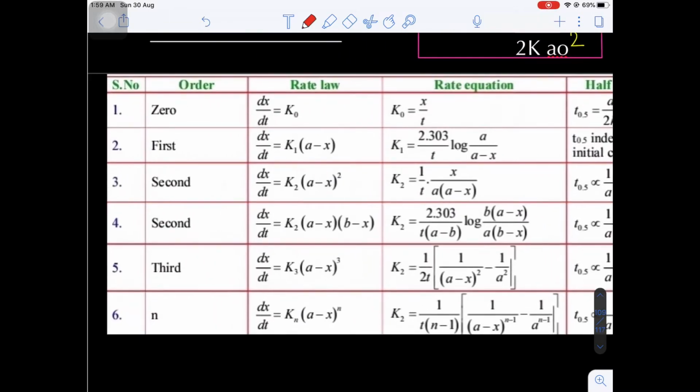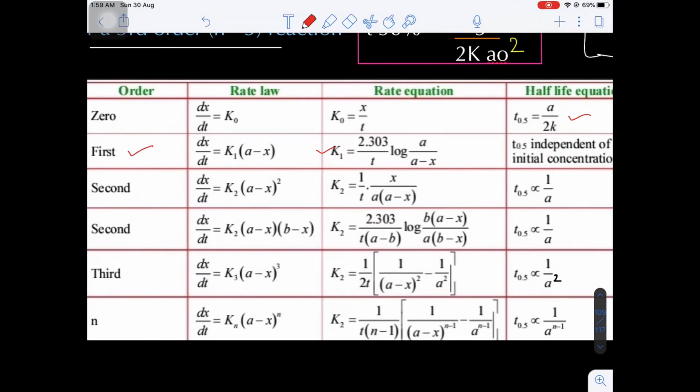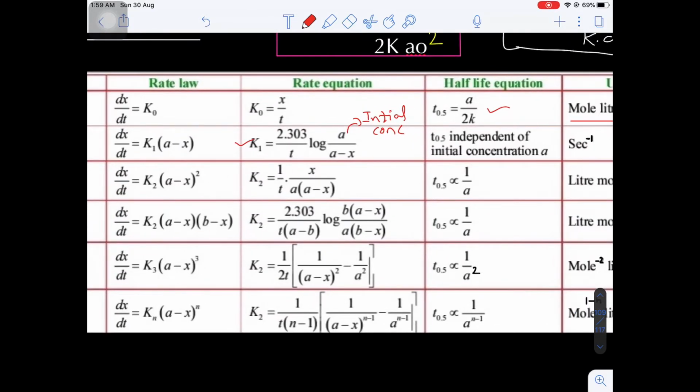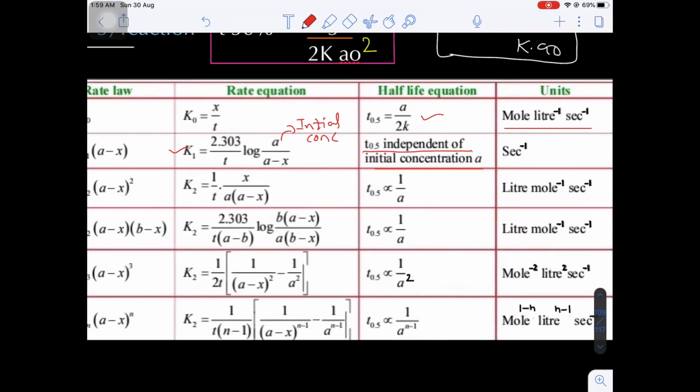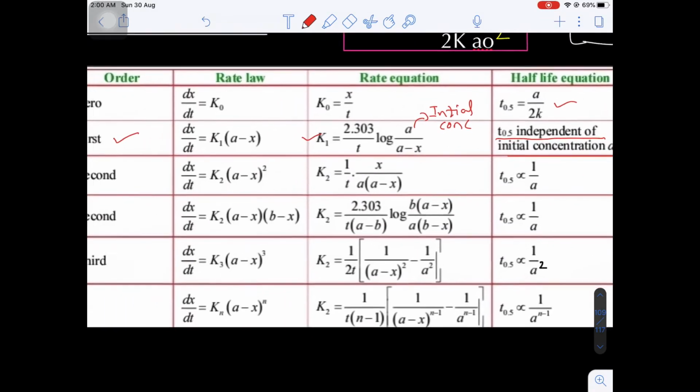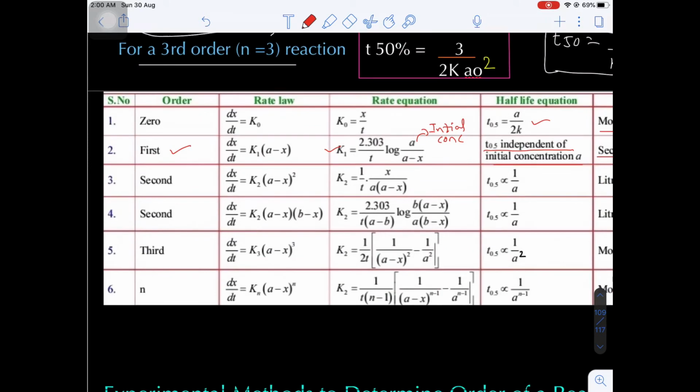Similarly, for first order kinetics, the rate constant expression k, here written k1, 1 stands for first order, is 2.303 by t log of a by a minus x. Here a is called initial concentration. What is the a here? Initial concentration. Now the T50 is independent of the initial concentration of a reaction. This is corresponding to which order kinetics? First order kinetics. And what are the rate constant units for first order kinetics? Per second, that is per time, inverse.